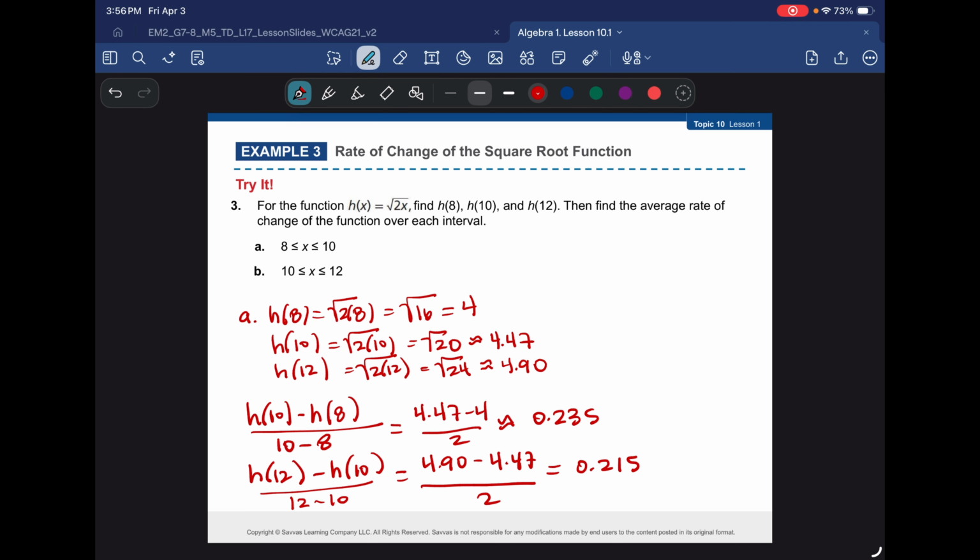As we compare these two average rates of change, we can see that as we move farther to the right, the rate of change is less. It's slowing down, or it's increasing less and less. We can see as we move towards 12, as we go from 8 to 12, our average rate of change is less.